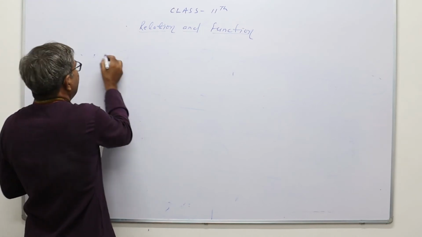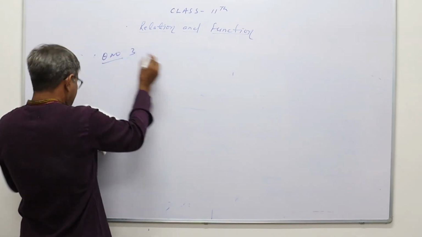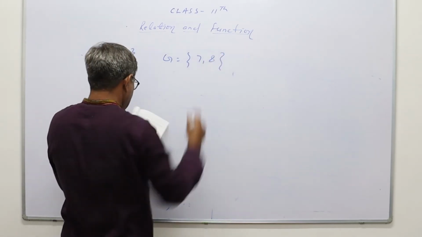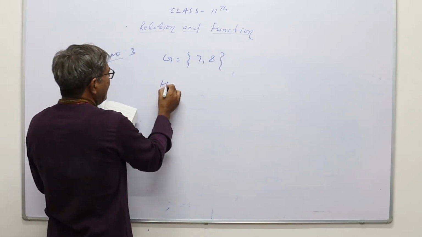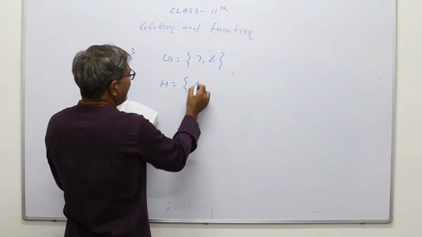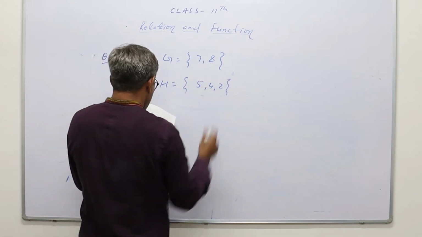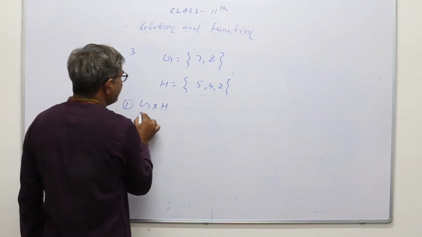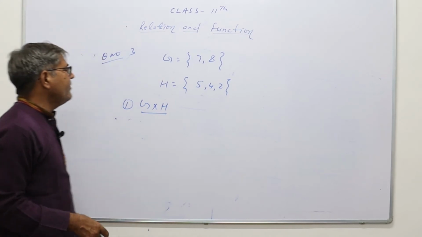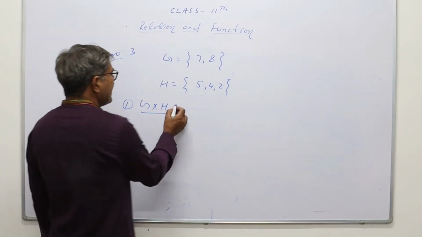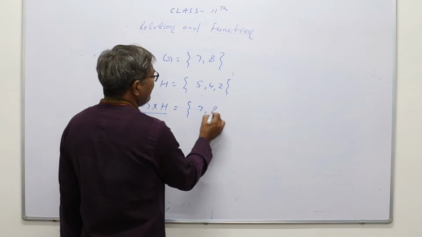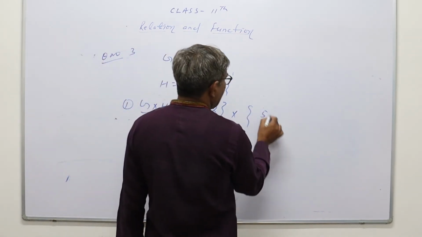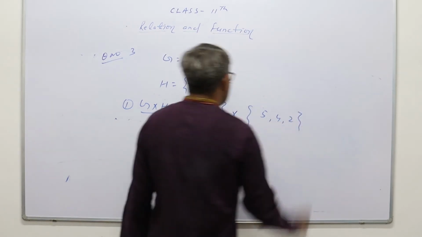Then question number 3. If one set G is given having elements 7, 8, and one more set H is given, 5, 4, 2, then find first G cross H, that is the Cartesian product of G with set H. So first write the set G, that is having elements 7, 8, cross with H, that is 5, 4, 2.